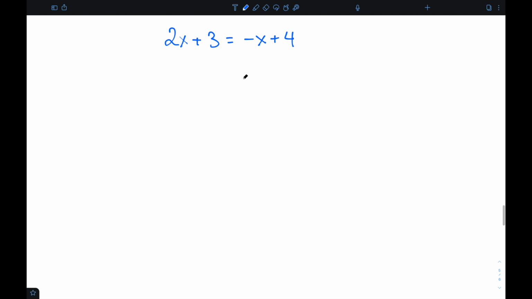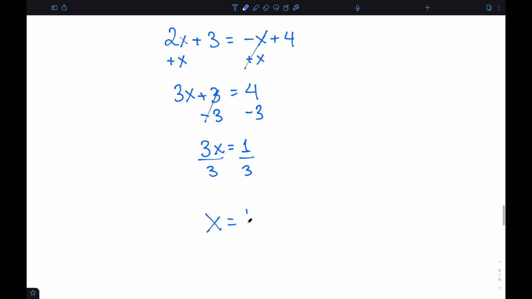In this case, I still cannot simplify, but I'm going to start by getting all my variables together. And I'm going to do this by adding x. 2x + x is 3x + 3. These x's cancel and the right-hand side is just a 4. I then want to move the constants to the other side, so I'm going to subtract 3 from both sides, so that now I have 3x = 1. And finally, dividing by the coefficient gives me that x = 1/3.